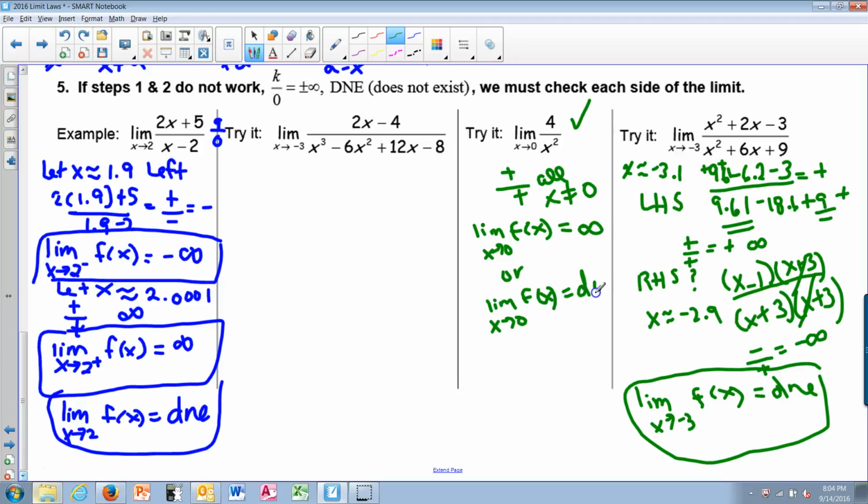Now remember, technically the limit does not exist anytime you get a vertical asymptote. So I'm going to leave this one for you to try.